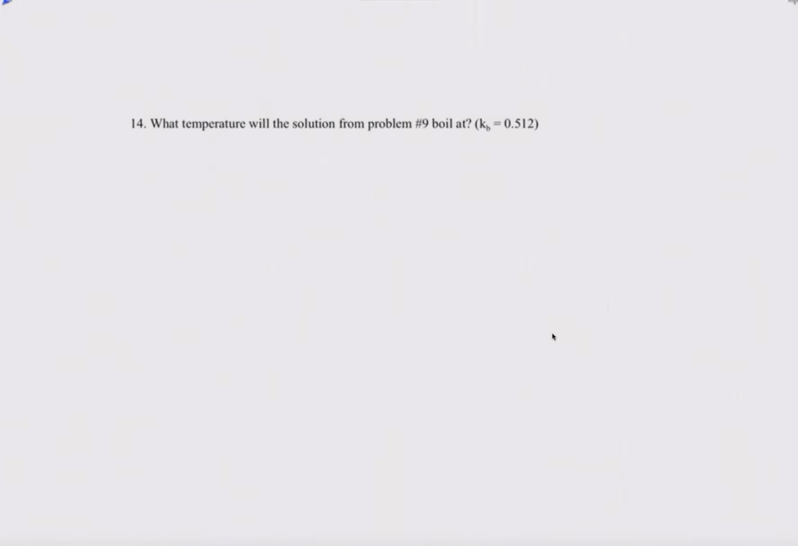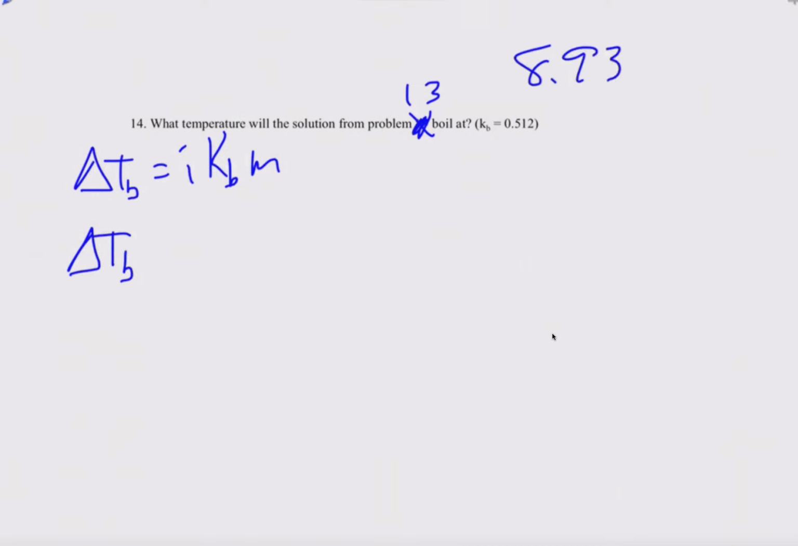What temperature will the solution from the previous problem, which was number 13, boil at? Okay, the calculation for the change in boiling point is the i times the boiling point constant times the concentration or molality. Okay, so in the last problem we had 8.93 molal solution of KCl. So we've got the concentration, 8.93. We've got the Kb. We need to know the i, which is called the van 't Hoff factor.